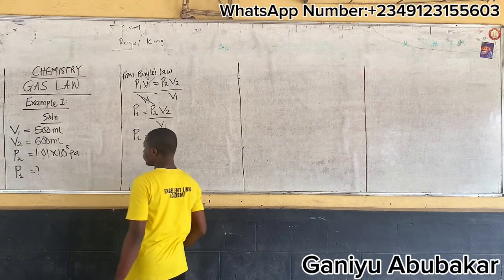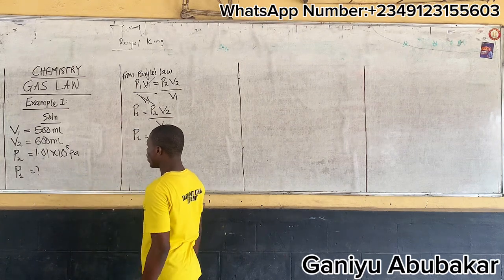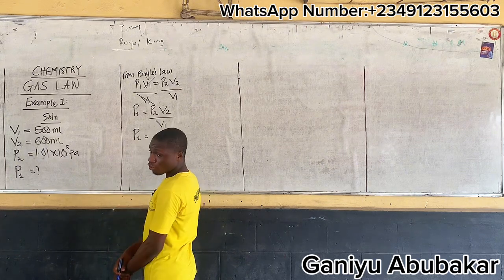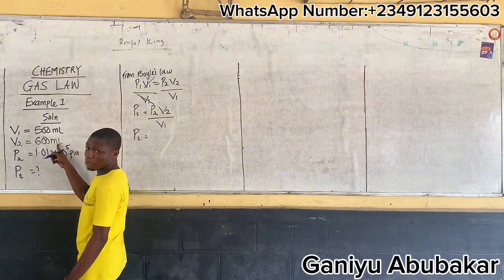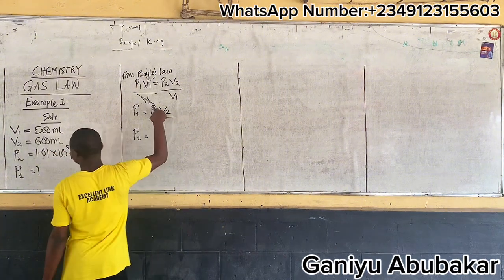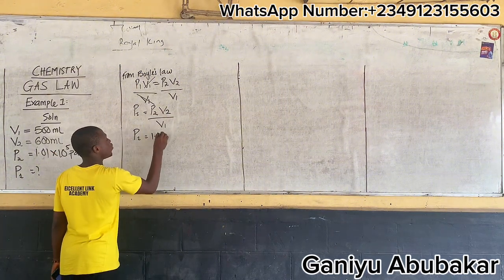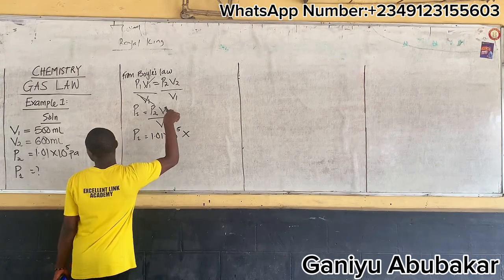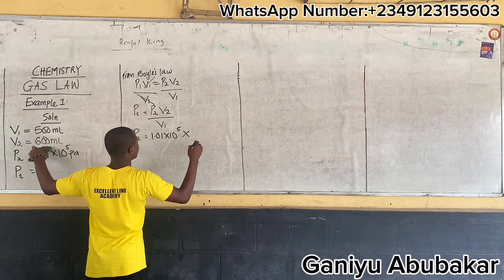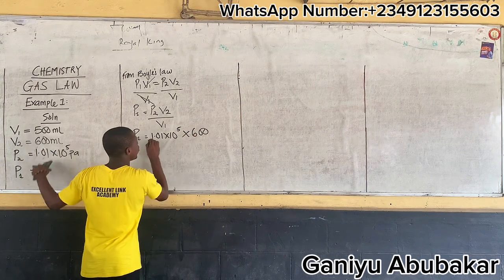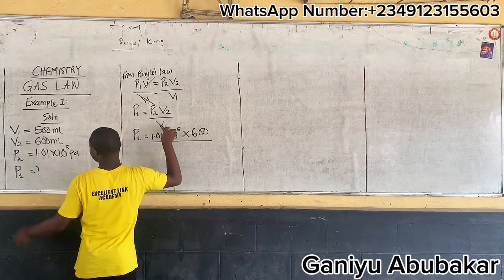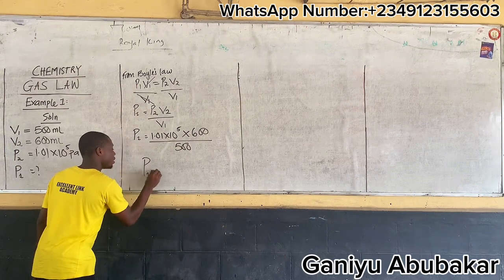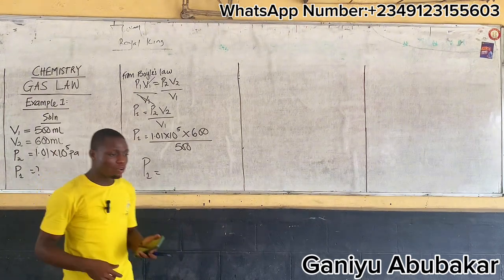So P1 now is equal to what? Are we converting? We are not converting, because both are in milliliters. What's P2? 1.01 times 10 to the power 5. What's V2? 600, over V1, 500. What's your P1 here?